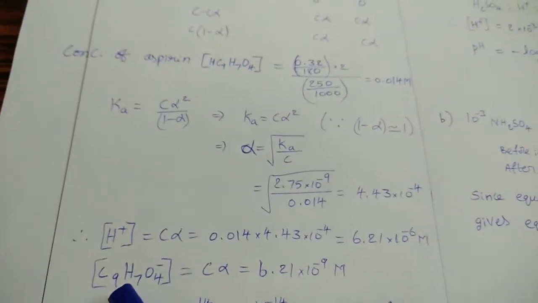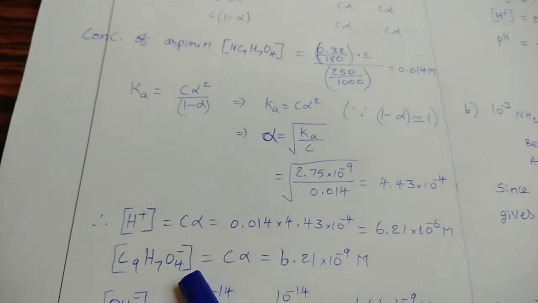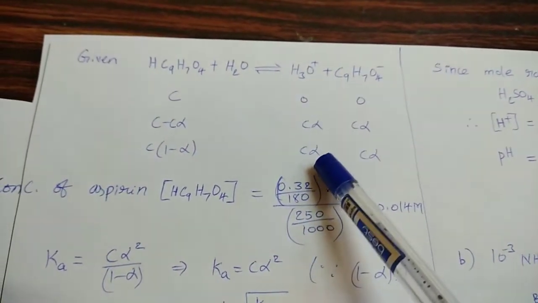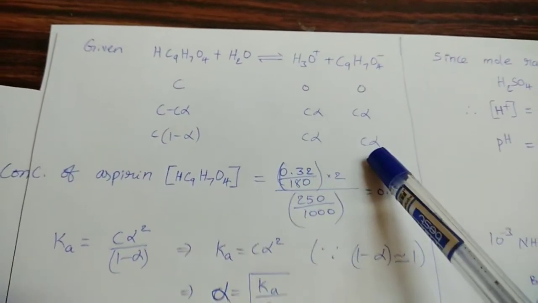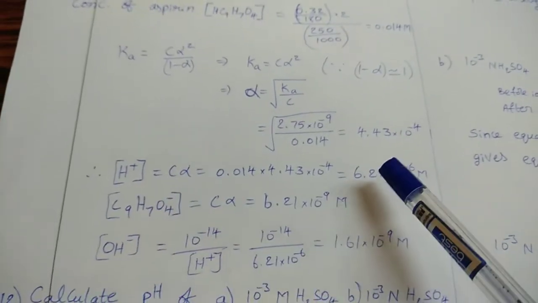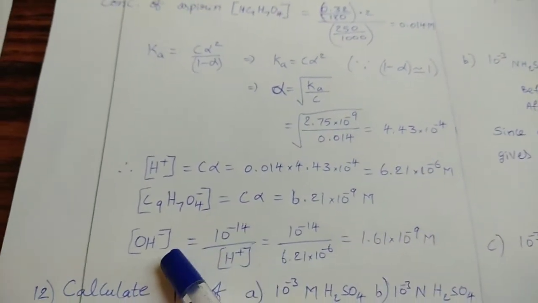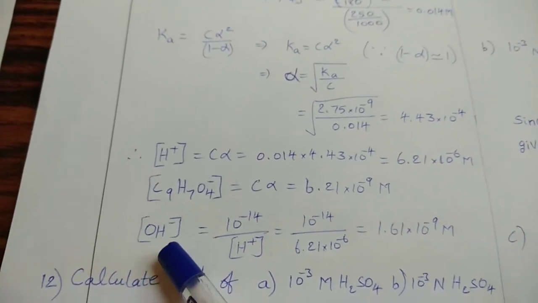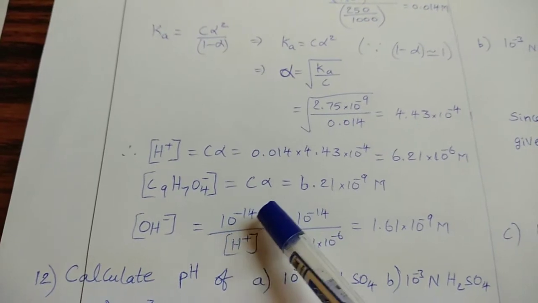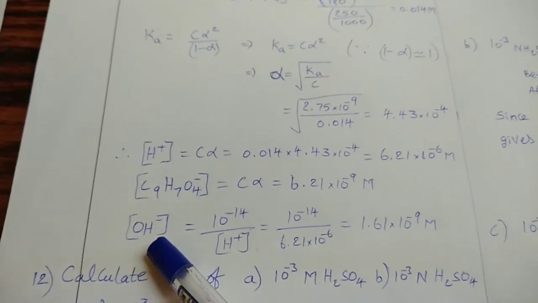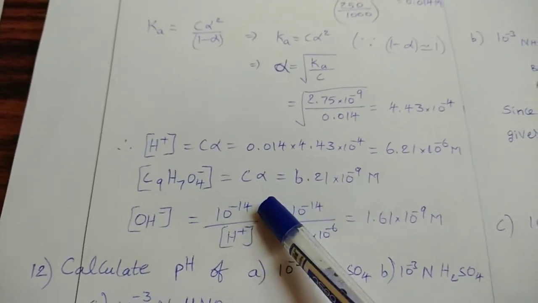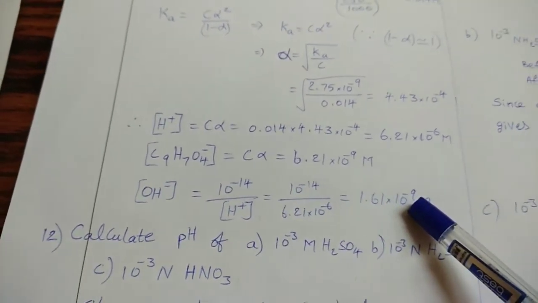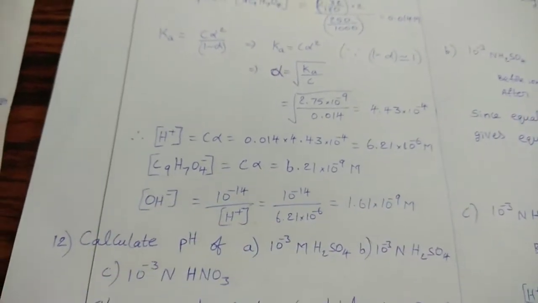Now from this equation we can get C9H7O4 minus equal to C alpha. After dissociation the concentration is C alpha, and for this also C alpha. So for these two ions the concentration is the same. Now OH minus ion concentration we want. What is the formula? H plus ion concentration into OH minus ion concentration equal to 10 power minus 14. So OH minus ion concentration equal to 10 power minus 14 divided by H plus ion concentration. Substitute, we can get this one. Okay, so what is the option? Option B is the answer.